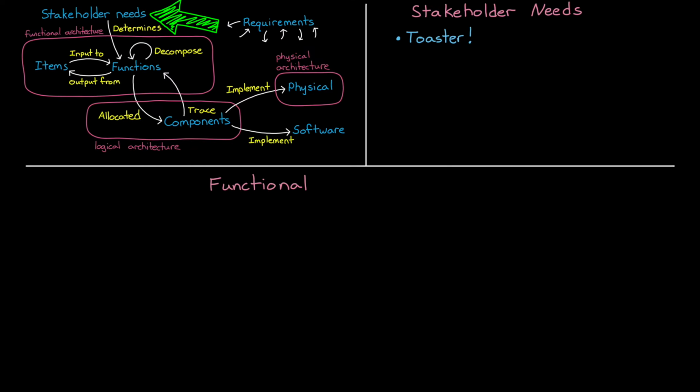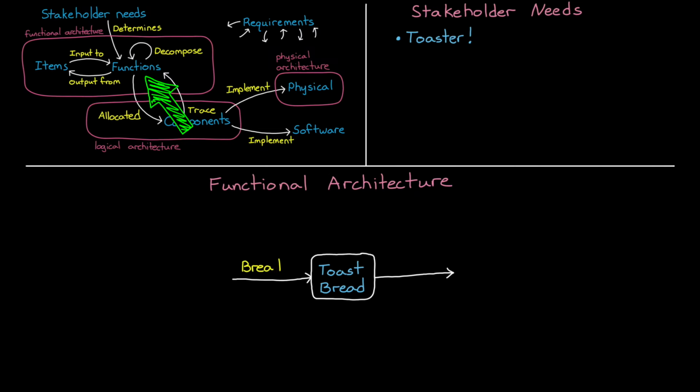So let's build a functional architecture. At the top level, the main function of a toaster is to toast bread. Bread goes in, some process happens to it, and toast comes out. And this is a functional architecture, but it's not a very complete one. At this point, we haven't really decomposed the problem enough to be able to allocate this function to a component and implement it, or to be able to write requirements.